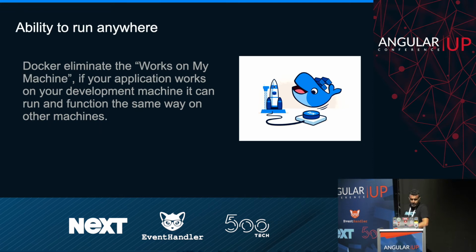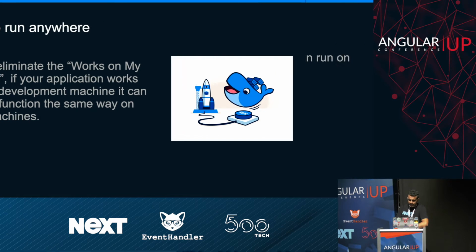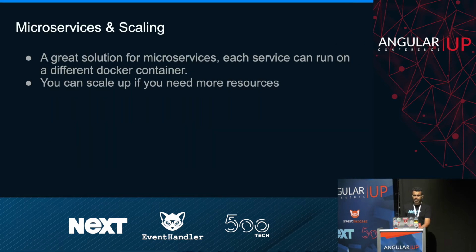Ability to run anywhere. Docker eliminates the "works on my machine" problem. If the application works on your development machine, it can run the same way on another machine. And microservices and scaling. Docker is a great solution for microservices. Each service can run in a different Docker container, and you can also scale up if you need more resources.